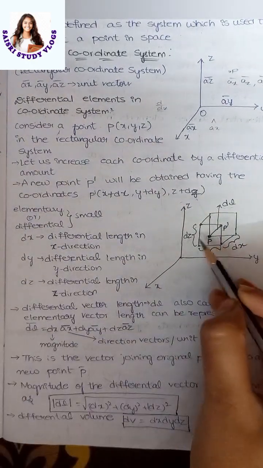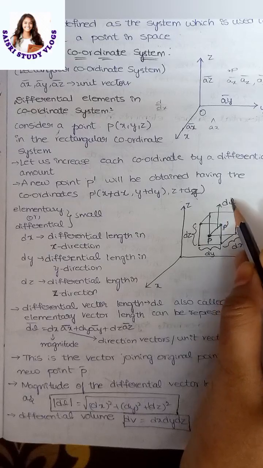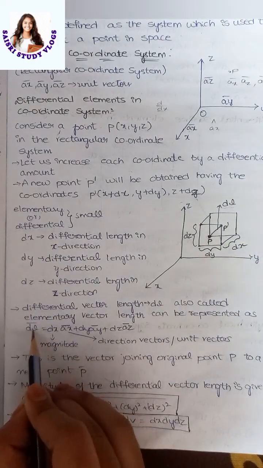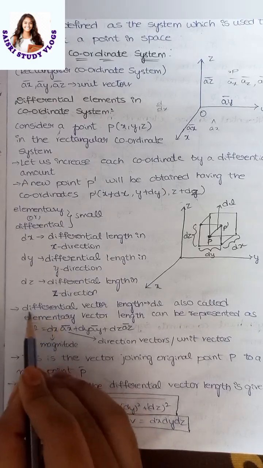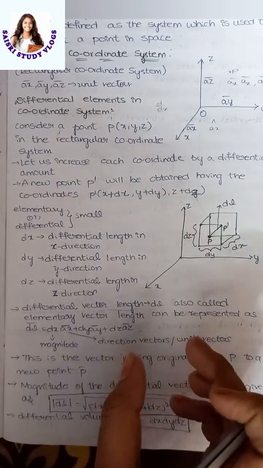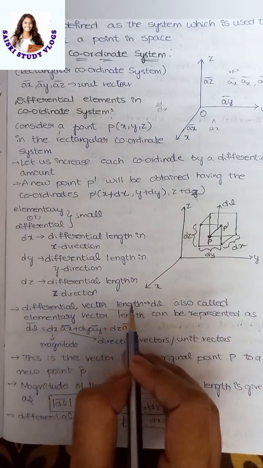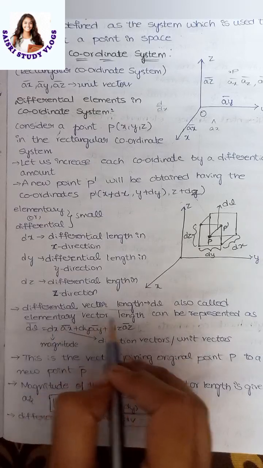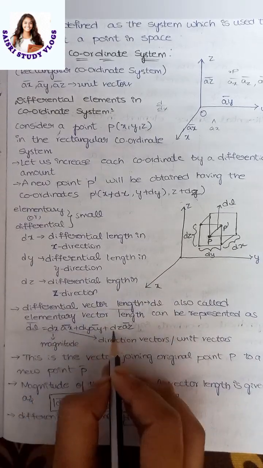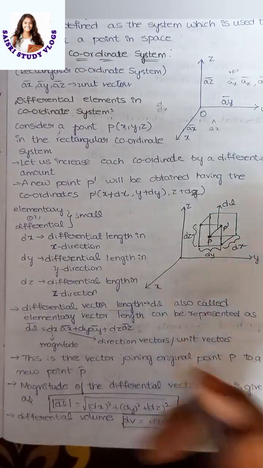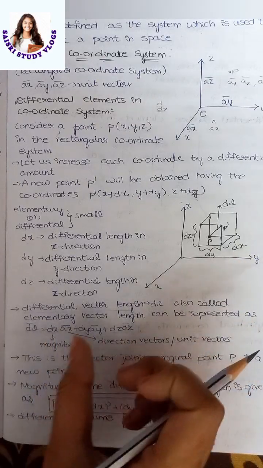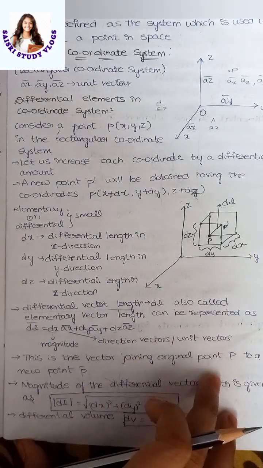In the same way, dl bar is the change in the length. In order to tell the direction of this length, we take it as dl bar. dl bar is nothing but the differential vector length. The change in the length, we are taking it in a direction, so it is called the differential vector length. This is also known as the elementary vector length. It is nothing but dx, dy, dz. These three represent the magnitude, and ax bar, ay bar, az bar represent the direction of dx, dy, dz respectively. So these are the unit vectors.